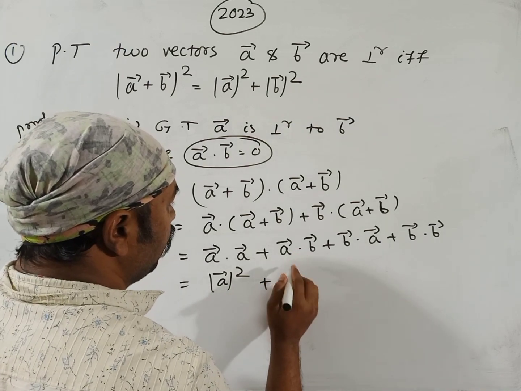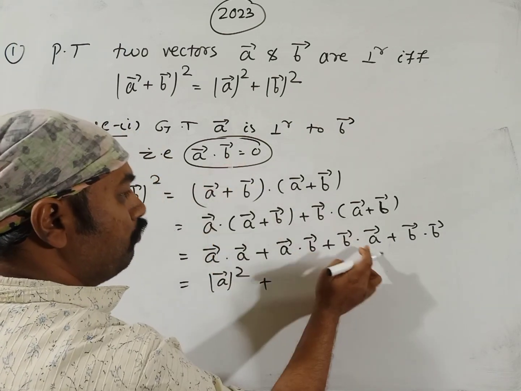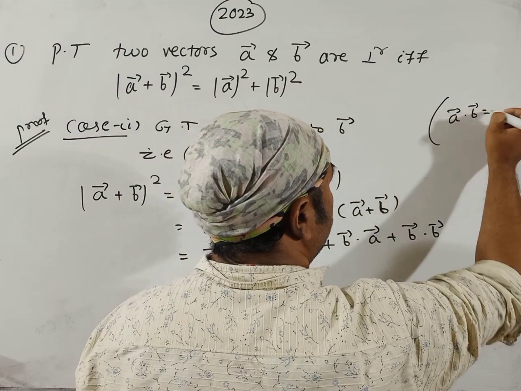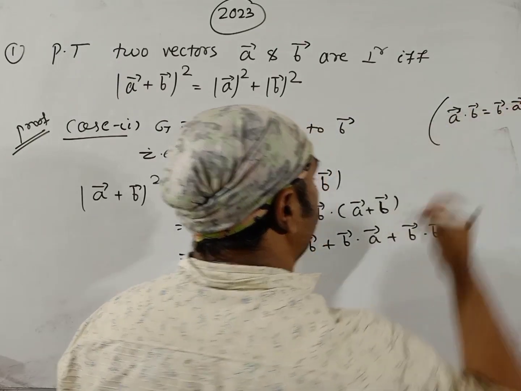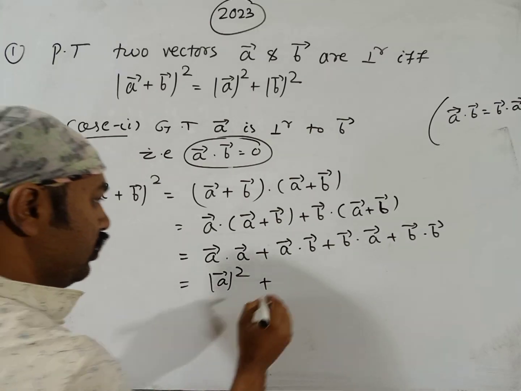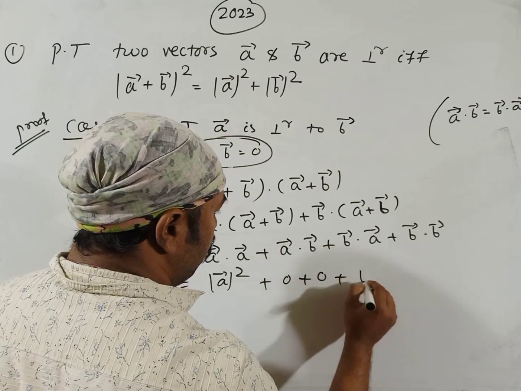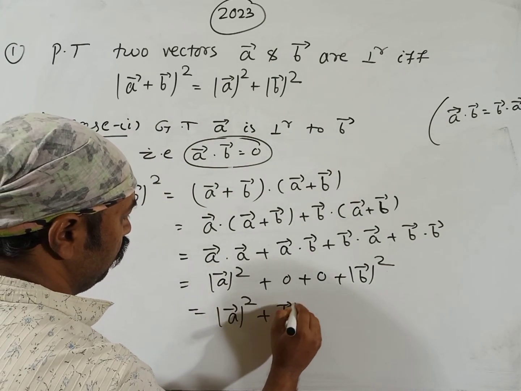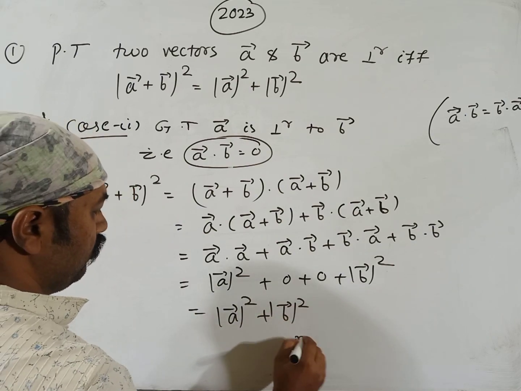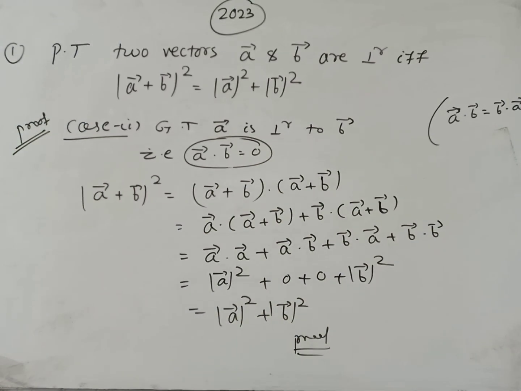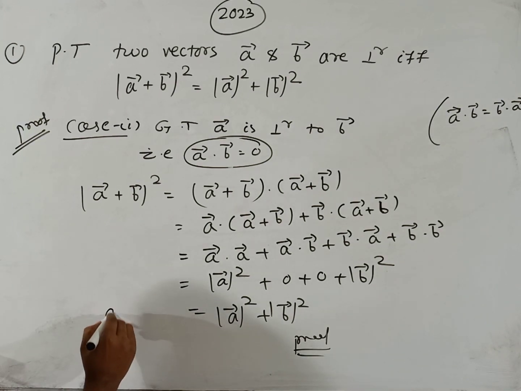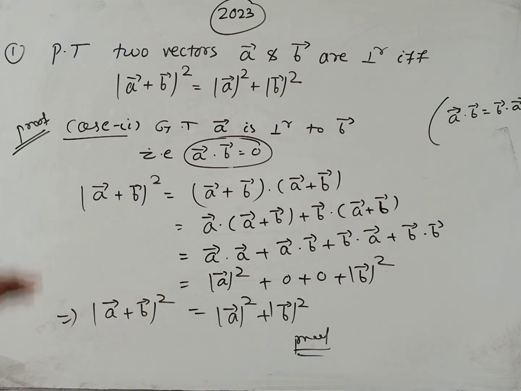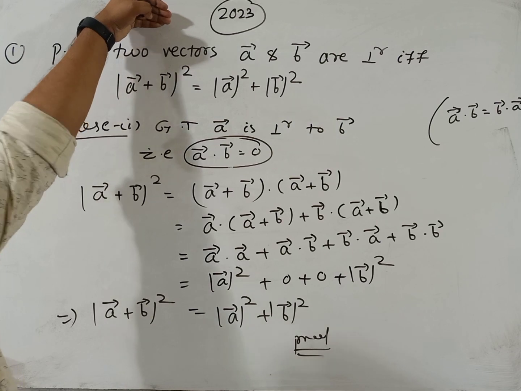Then A vector dot B vector is equal to 0. B vector dot A vector is also equal to 0 because we know that A vector dot B vector is equal to B vector dot A vector, and the commutative property is satisfied in the dot product. So here it is 0, here it is 0, so here it is the right hand side and the first case is proved. Then from the right hand side, we have to go to the left hand side.